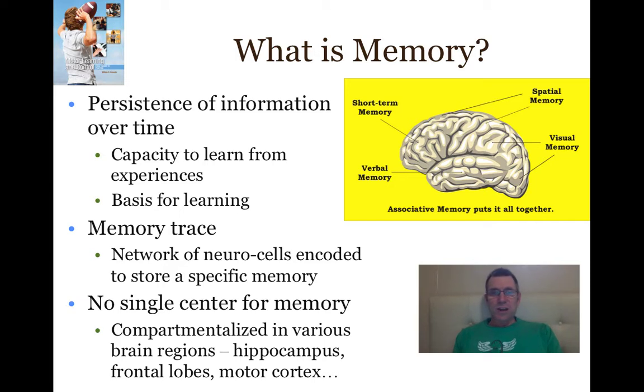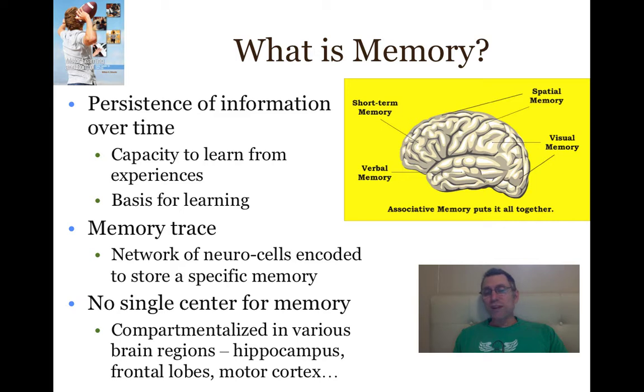So first, let's start talking about memory. Memory, the general textbook definition, is the persistence of information over time. So you being able to recall information over a set amount of time. It defines our capacity to learn from experiences. If we didn't have memory, we would never learn, right? That just kind of makes sense.